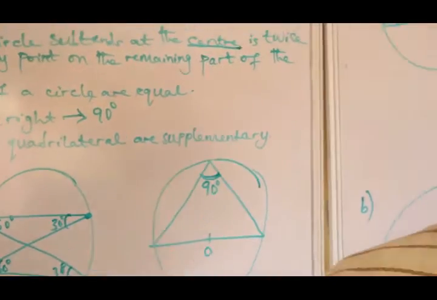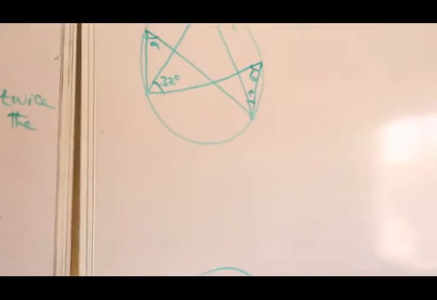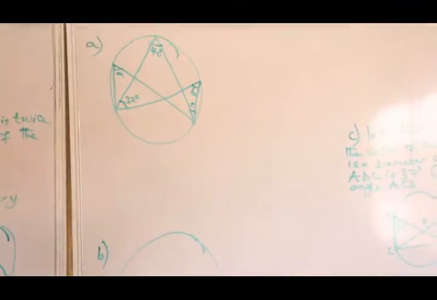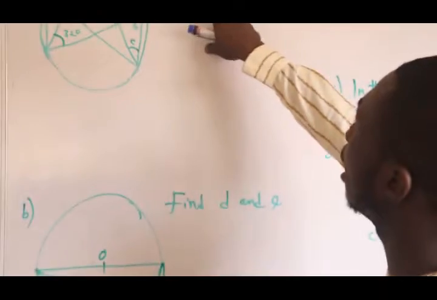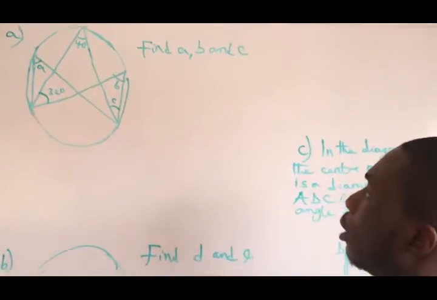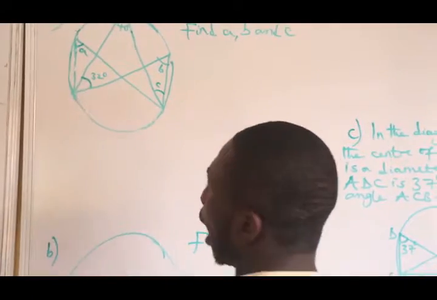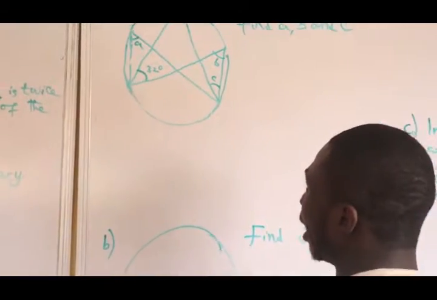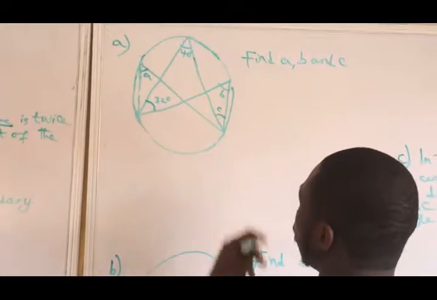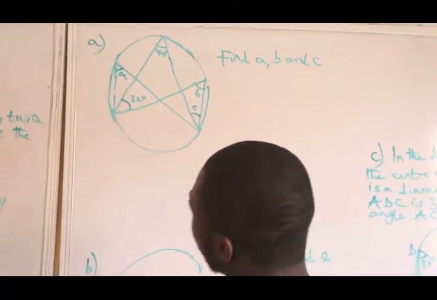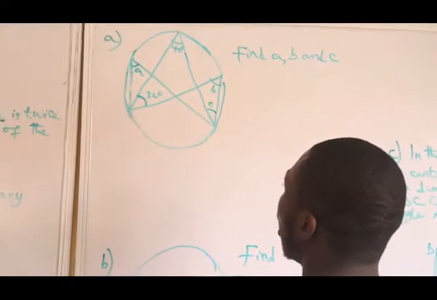Now let's come here. I have 3 questions here for our consumption. Now look at this question. You have been asked to find A, B, and C. Now look at A here. A belongs to the same segment as 40 degrees. If you can remember the butterfly shape I drew earlier.